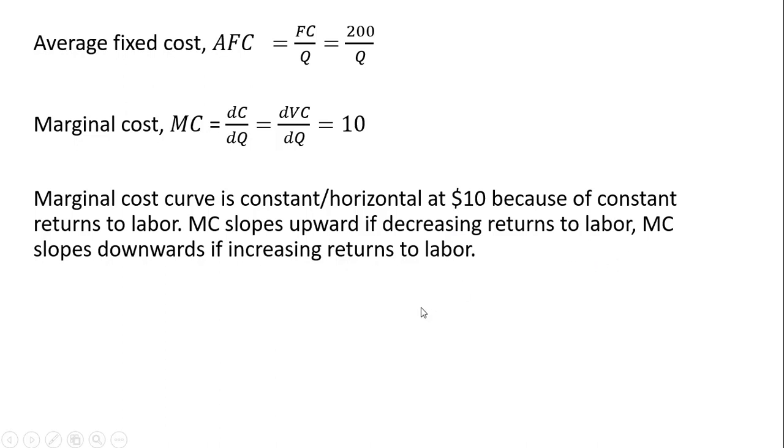And marginal cost would slope downwards if we had a situation where there were, at least temporarily, increasing returns to labor. Again, we don't have this in our example here. We just have constant returns to labor, so marginal cost will be a horizontal line, constant at $10.